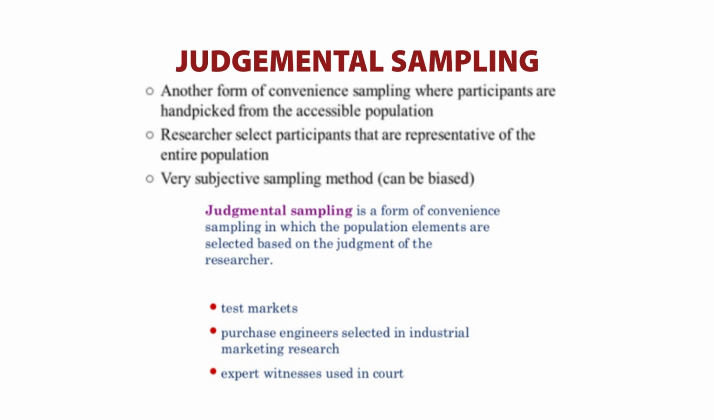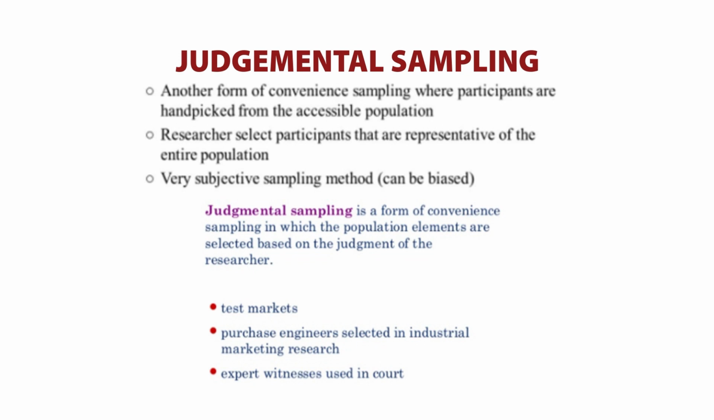Researchers select participants that are representative of the entire population, and a very subjective sampling method can be biased. Judgmental sampling is a form of convenience sampling, in which the population elements are selected based on the judgment of the researchers. Sometimes this is quite biased when you compare it with random sampling, because as far as the final opinion is concerned, the researcher's role is very important, and he is going to do the sampling as per his convenience and as per his judgment.